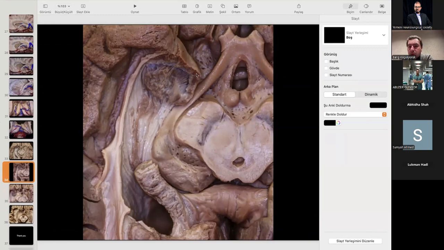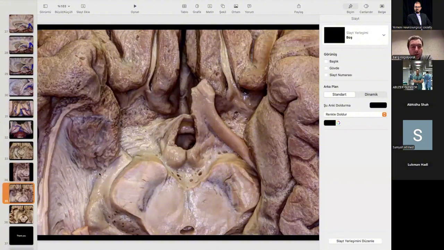This is the apex of the uncus, and the posterior segment of the uncus is hosting the amygdala, and the amygdala is connected with the head of the caudate nucleus through the stria terminalis. This gray matter structure here, going also to the amygdala, is the tail of the caudate nucleus. When we remove those, we see here the amygdala located in the posterior segment of the uncus.